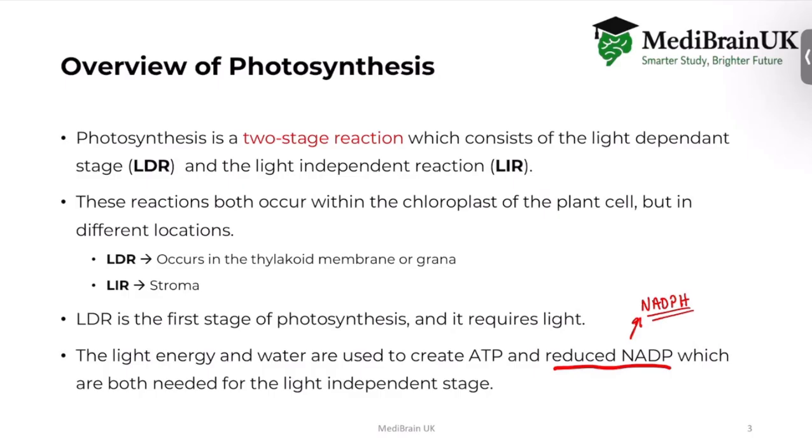So the key takeaways, obviously this was just an overview of the whole process of photosynthesis, but the key takeaway that you need from this slide is the light independent reaction occurs in the stroma. That's a common exam question. It occurs in the stroma. Okay, it's the second stage of photosynthesis. It doesn't require light. However, it uses the products which are formed during your first stage, which is your ATP and reduced NADP, and it uses them for the second stage.